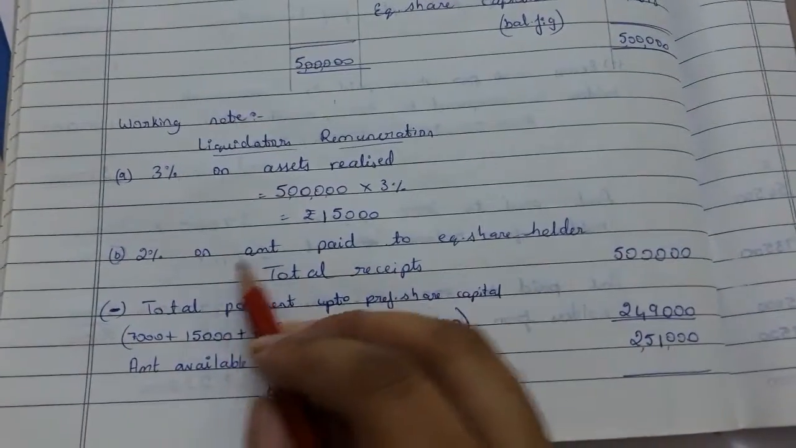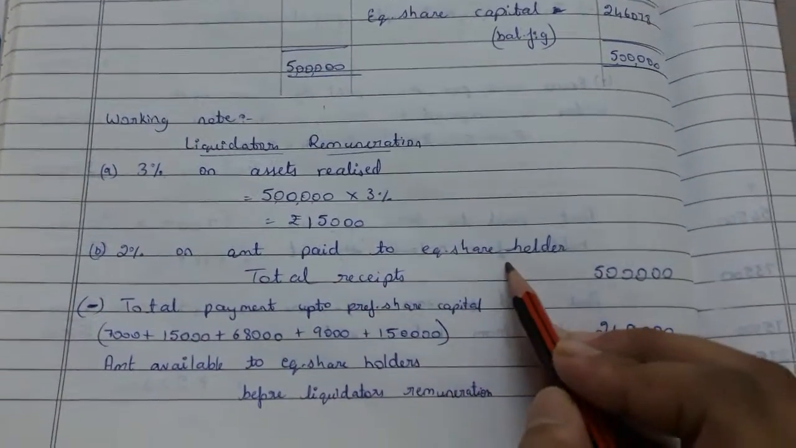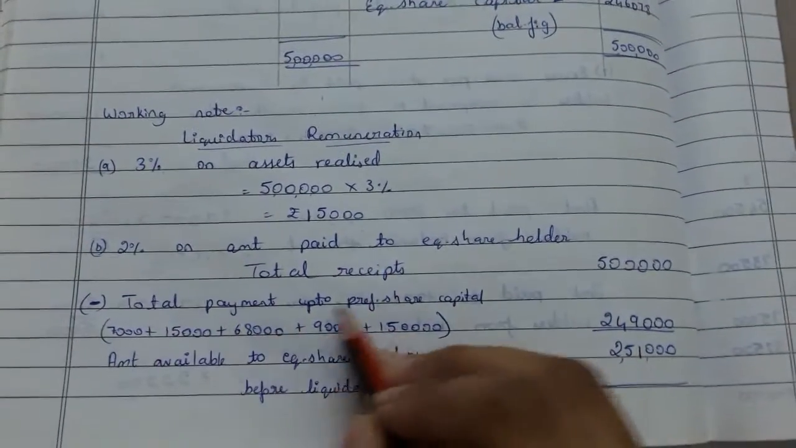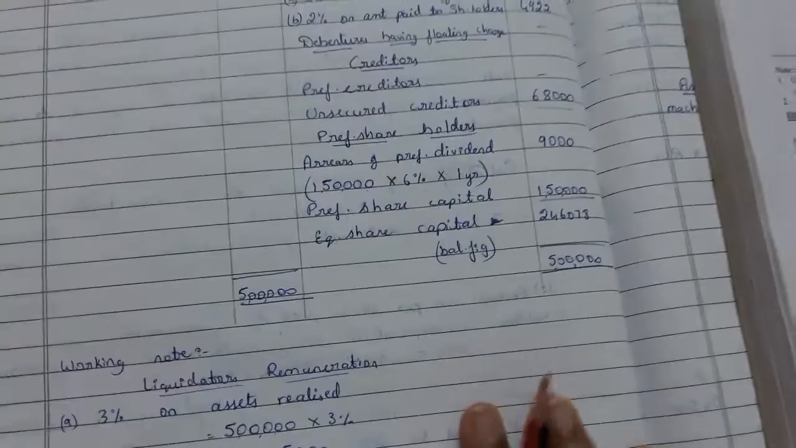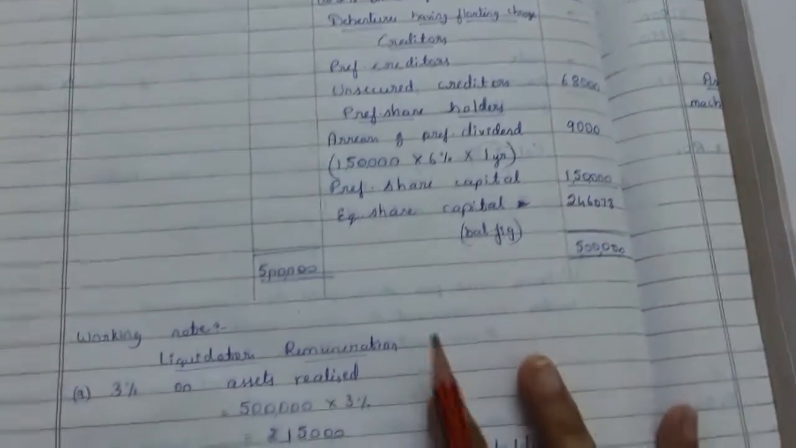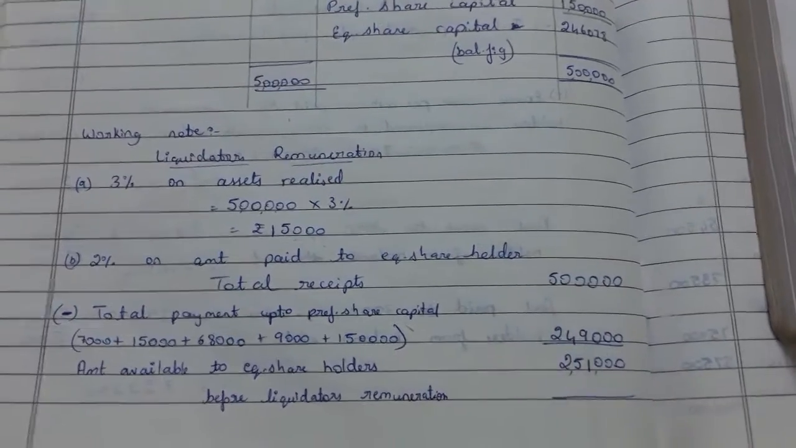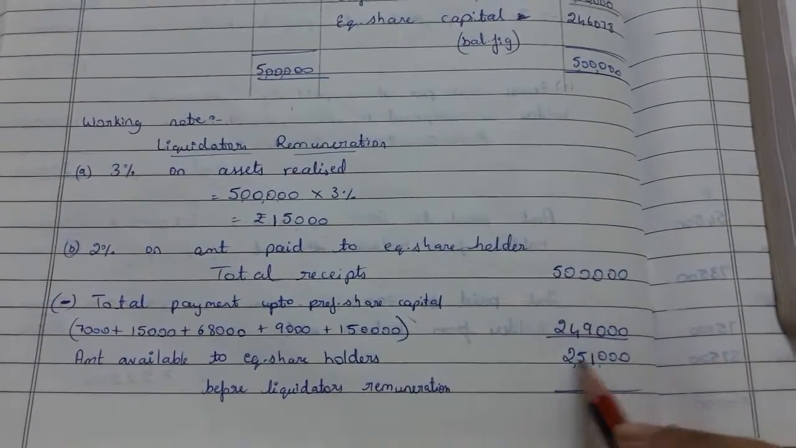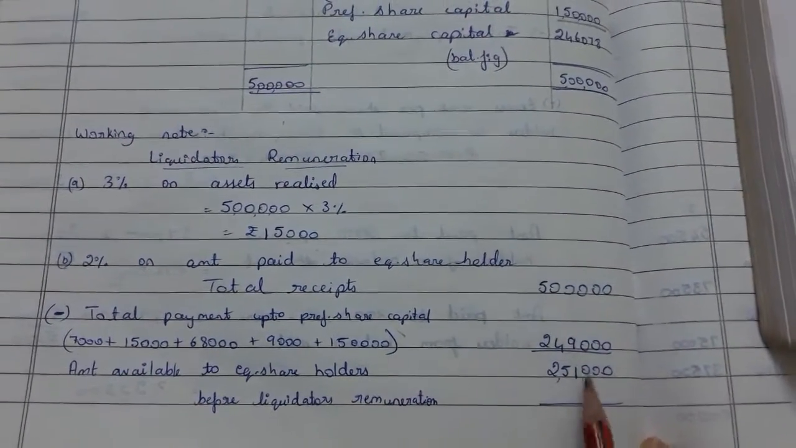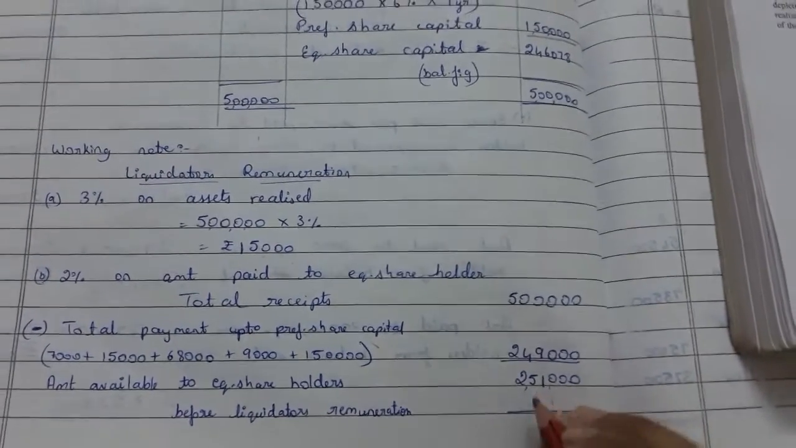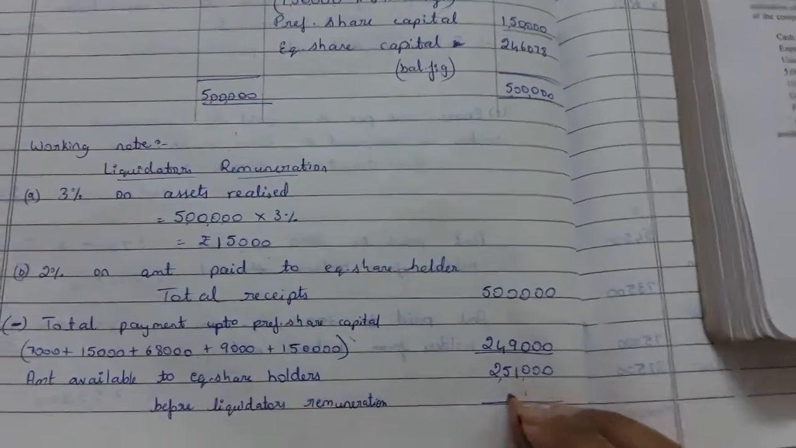So see here, 2% on the amount paid to the equity shareholders. Total receipts are 5 lakh. You are supposed to take all the payments up to the preference share capital, that is 2,49,000. So the remaining 2,51,000 is available for the equity shareholders. On this value we are supposed to pay the remuneration for the liquidator.